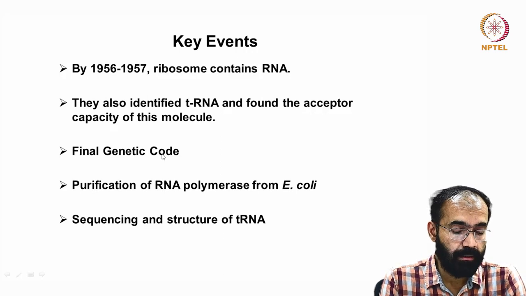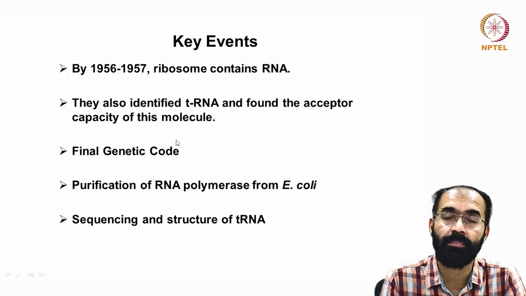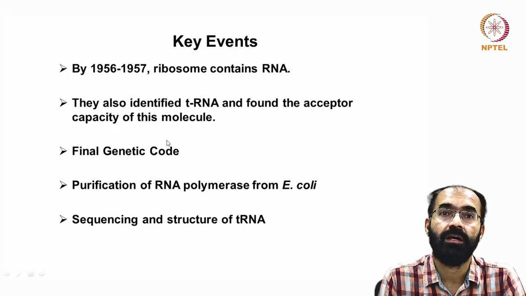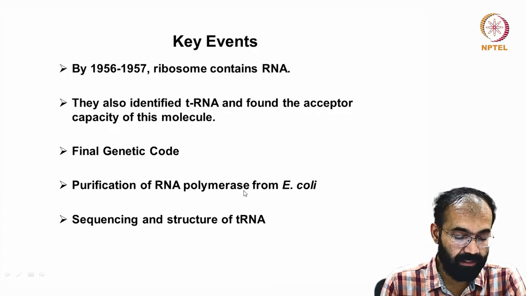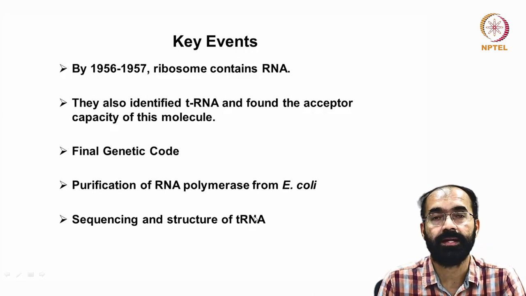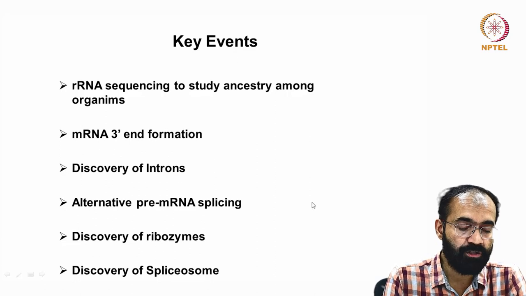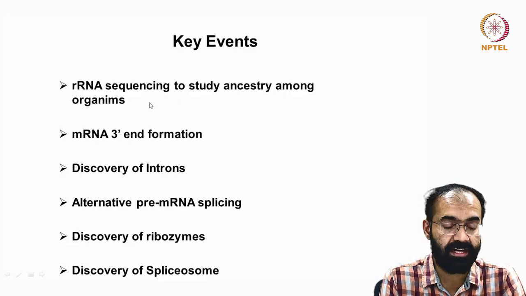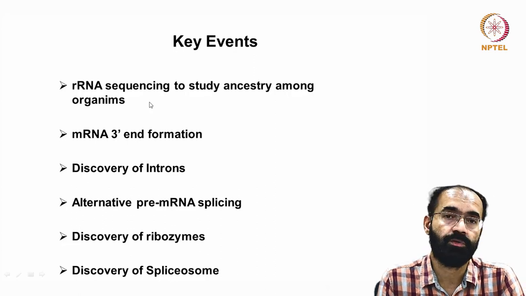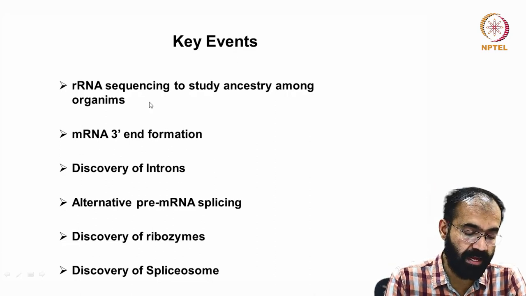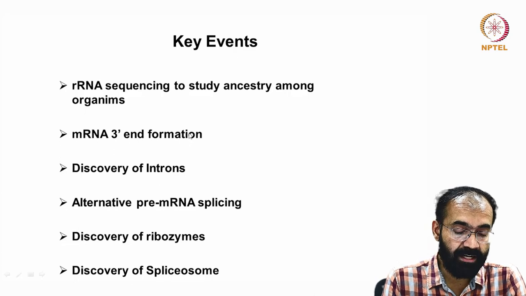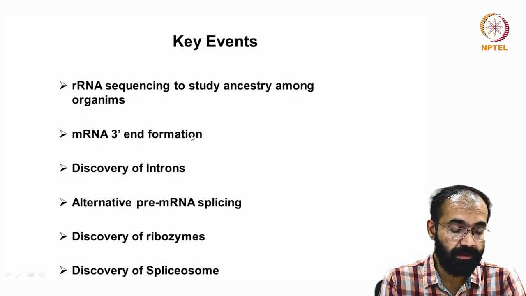And much later, the genetic code was discovered, and one of the Indian scientists was very instrumental, and he received the Nobel Prize for the discovery of the genetic code. His name is Hargobind Khurana. Purification of RNA polymerase from E. coli happened later on, and the sequencing and structure of transfer RNA also happened in subsequent years. Ribosomal RNA sequencing was used to study ancestry among organisms. Even today, we use ribosomal RNA sequencing, referred to as ribotyping, for identifying the identity of various lineages of organisms. And mRNA's 3' end formation, which we will study in more detail, was discovered in various years to come.